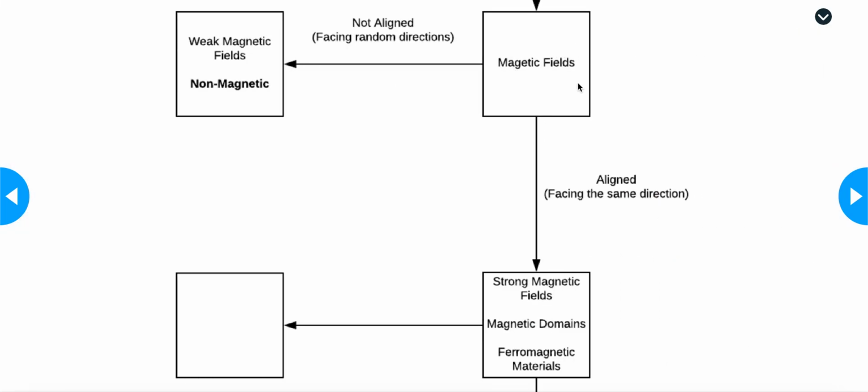So we have our magnetic fields. If they are not aligned, meaning they face random directions, you're going to have weak magnetic fields and the material is going to be non-magnetic. However, if you have magnetic fields of electrons from the atoms and they are aligned facing the same direction, you're going to have strong magnetic fields. Those are going to cause magnetic domains. And now we're going to talk about ferromagnetic materials.